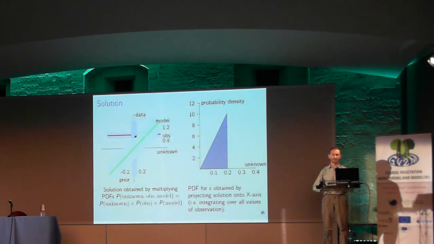Quantitatively, we actually multiply the PDFs. On this graph, you see the same diagram again on the left, and on the right, we see the solution. The solution is got by saying, okay, what probability can we assign to various values of the unknown given the observations of the model that we have? And it says there's a little triangle there. We project our solution onto the x-axis, and we get a solution which says that high values, values near 0.2, are more probable than low values because they overlap with more of the model and the observations. That's all fine.